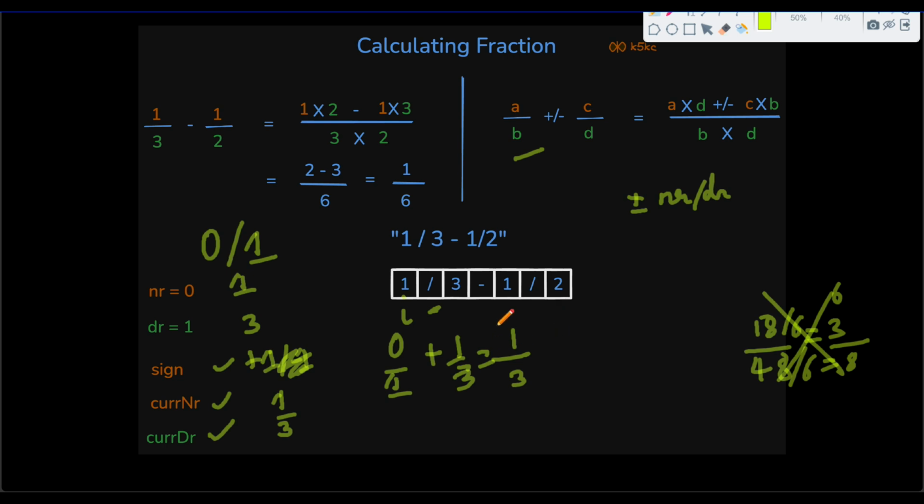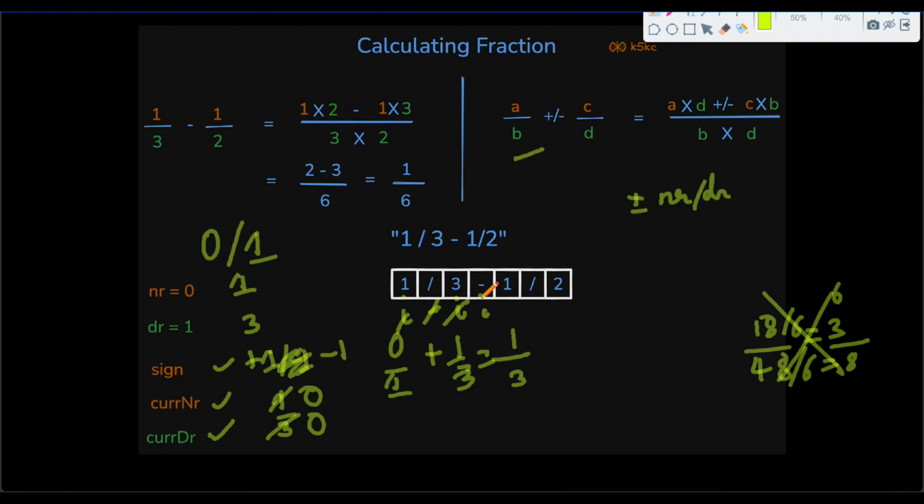And once we have updated our result, we will reset the value of sign, current numerator and current denominator for the upcoming parts of the expression. So we will set sign to 1, current numerator to 0 and current denominator to 0 again. And now we again search for the sign, and this time we get a negative sign. So we set sign variable equal to -1.